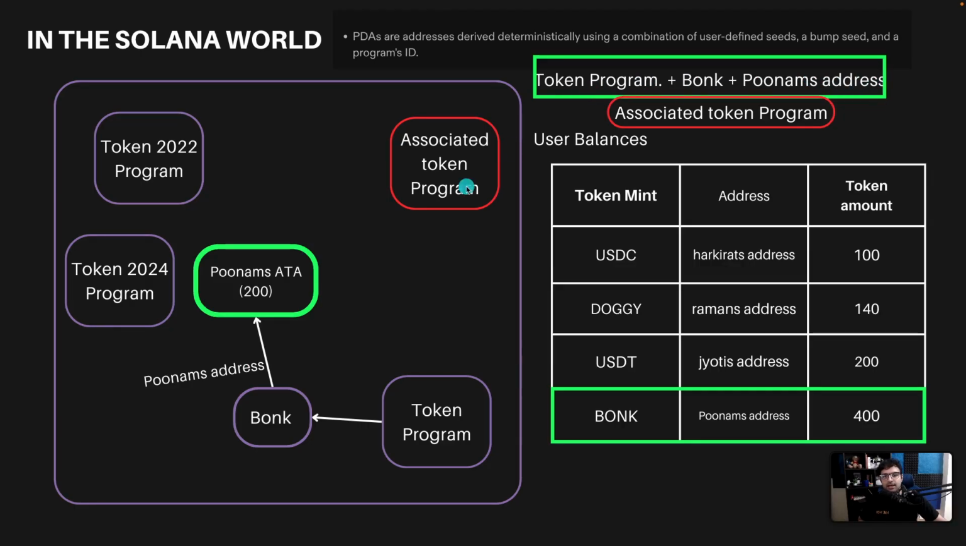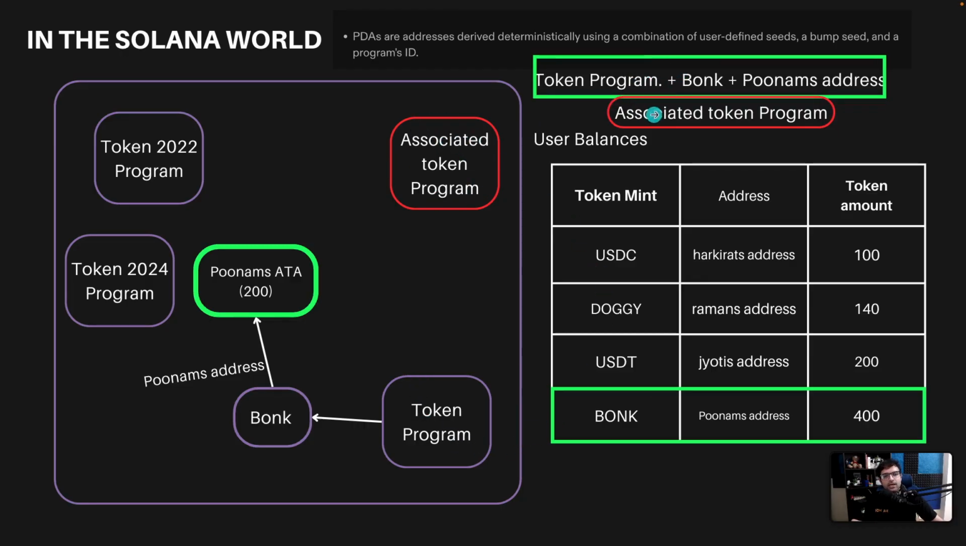Given these 3 seeds and a program ID, and this program ID is not this, it is not this, it is not this. It is a separate program called the associated token program. The name itself is associated token program. Whenever you are creating an associated token account, that will be owned by this program. Token program does a separate set of things. Associated token program does things on these associated accounts. If there is an associated token account for token 2022 program or 2024 program or the oldest one, they will all be owned by this one.